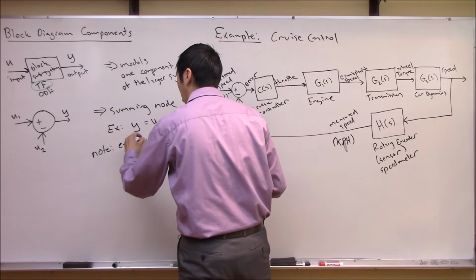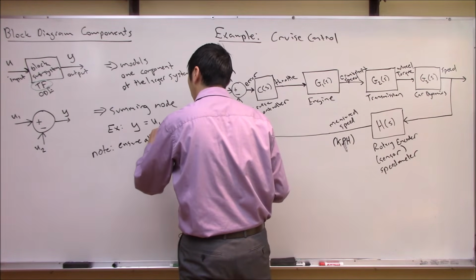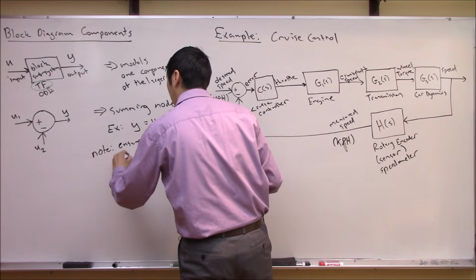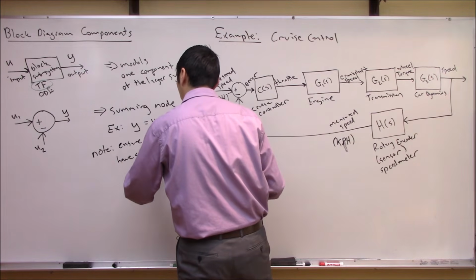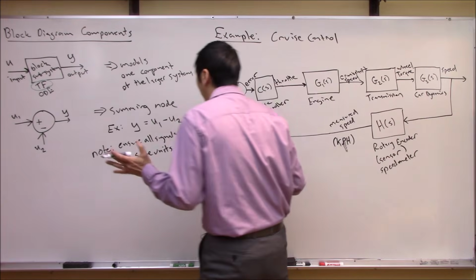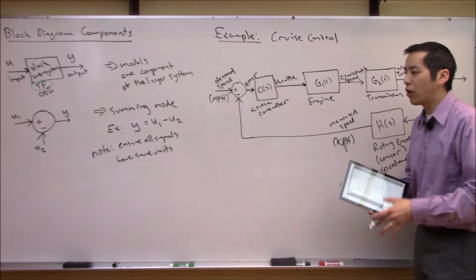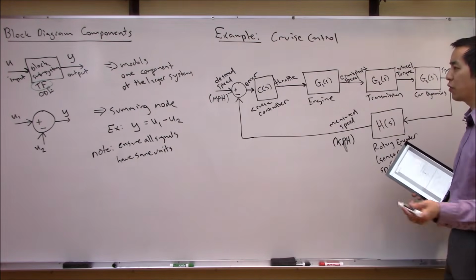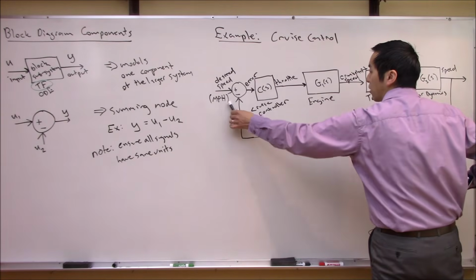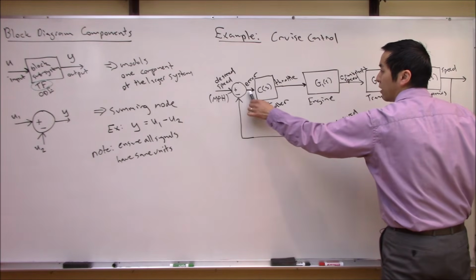So again, let's just make a note here. Ensure all signals have the same units, right? Because in a block diagram or the signal flow chart, all of these signals could have completely different units. We said this is a speed, right? The difference between two speeds is another speed here.